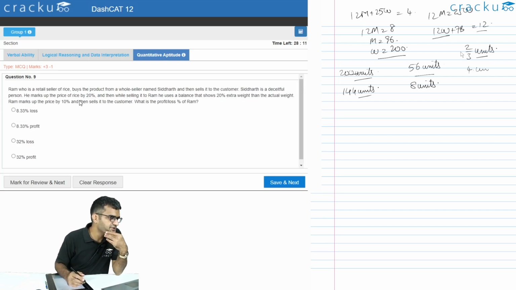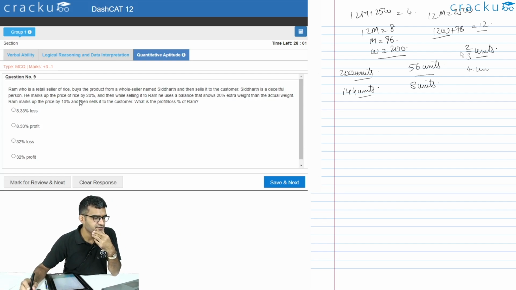Ram, who is a retailer, buys a product on wholesale and sells it to a customer. Siddharth is a deceitful person who marks the price up by 20%. Then while selling it to Ram, he uses a balance that shows 20% extra weight than actual weight. Ram marks the price up by 10% and sells it to the customer. What is the profit or loss percent for Ram?